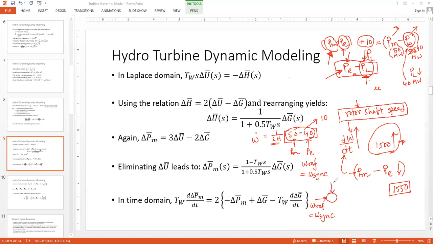Now, however, the actual value of omega has increased. So this was 1500, this should be 1500, and this became how much? 1550. Why? Because of reduction in the load, reduction in the power output demand. So this is a summing junction, and this is the error in speed.